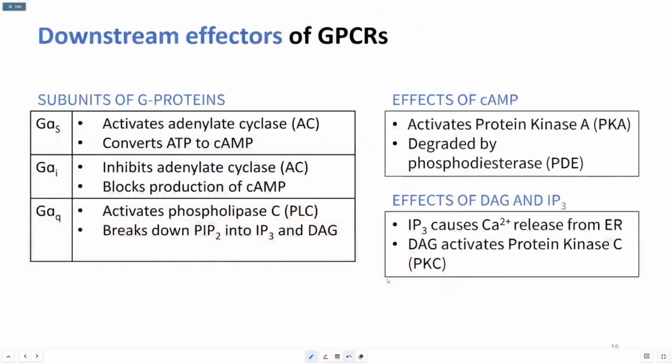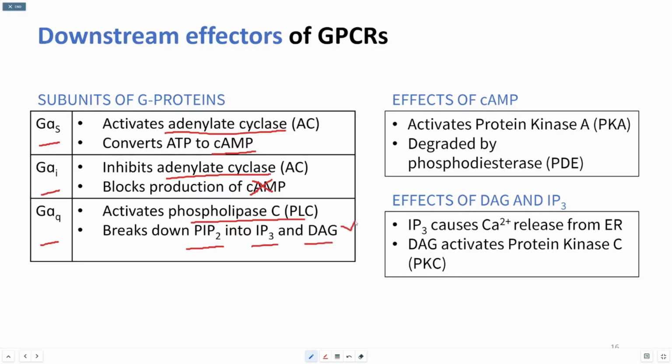Downstream effects of GPCRs, the subunits of our G protein. G proteins have alpha, beta, gamma. Within the alpha subunit, we have three subclasses. We have alpha S, alpha I, and alpha Q. Alpha S subunits are the ones that activate cyclic AMP by turning on adenylyl cyclase and then creating the secondary messenger. Alpha I's are going to inhibit adenylyl cyclase and not produce cyclic AMP, so it inhibits the production of the secondary messenger. Alpha Q is the one that activates the phospholipase C, PLC pathway, by breaking down phosphatidylinositol bisphosphate into IP3 and DAG.